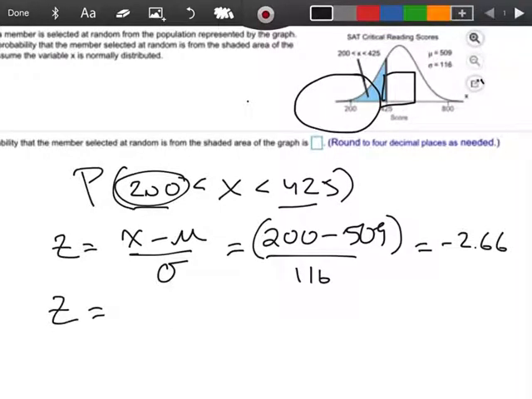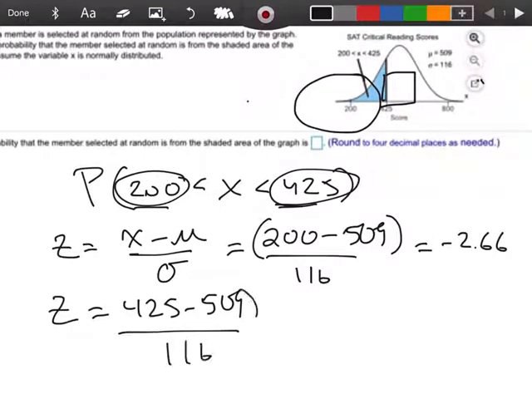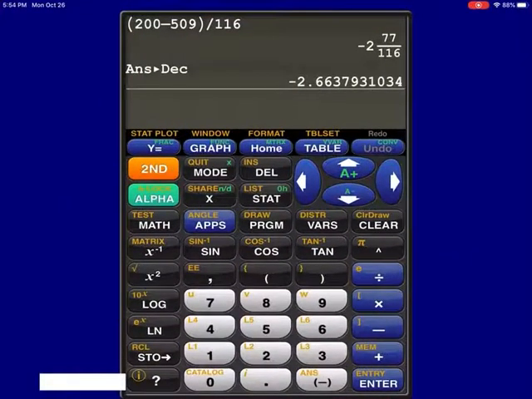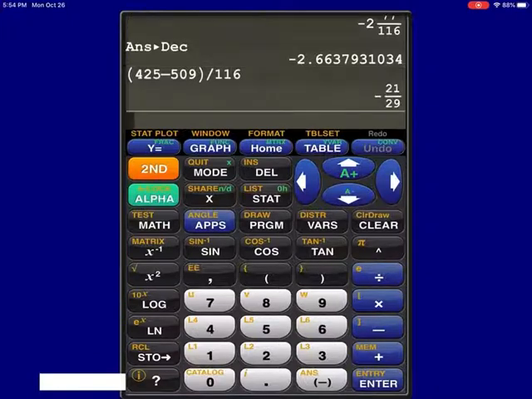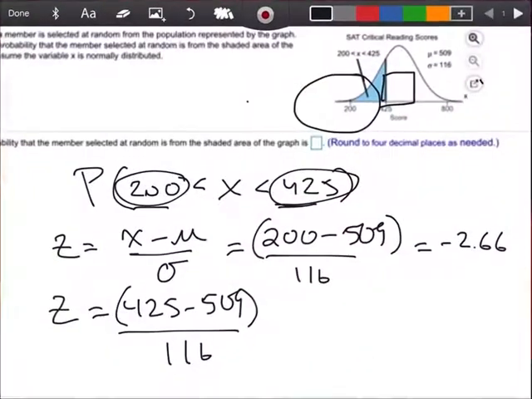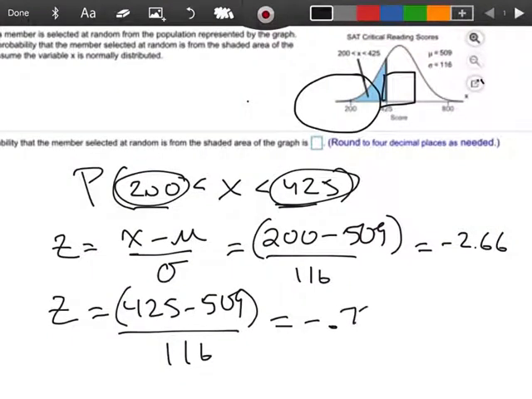Now I'm going to do exactly the same thing, but I'm going to use this x value. So 425 minus 509 divided by 116. Again, I'm doing this in parentheses. So let me take my calculator again. So I'm going to go parentheses 425 minus 509, close it off, divided by 116. Okay. And let's convert this to a decimal. So to two decimal places, negative 0.72. So this is negative 0.72.